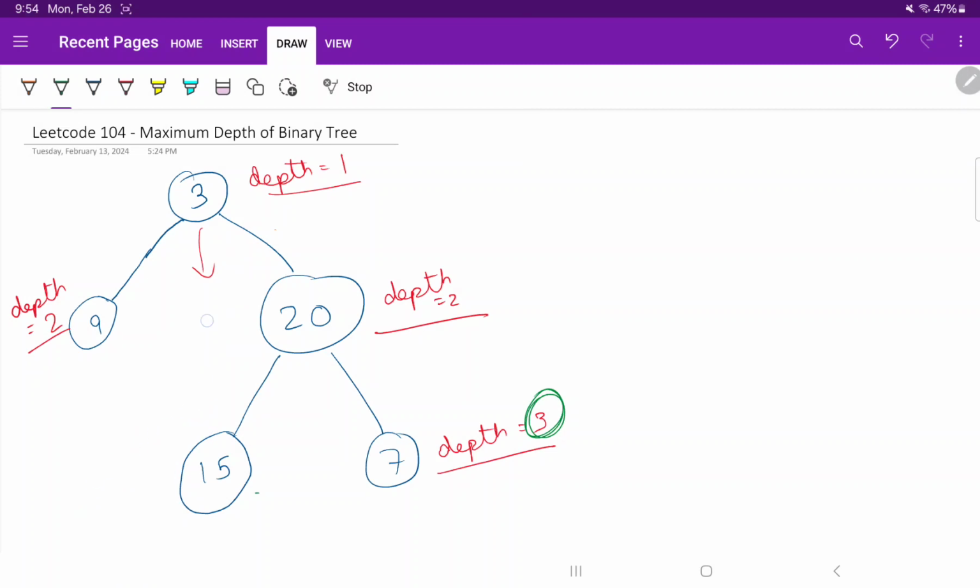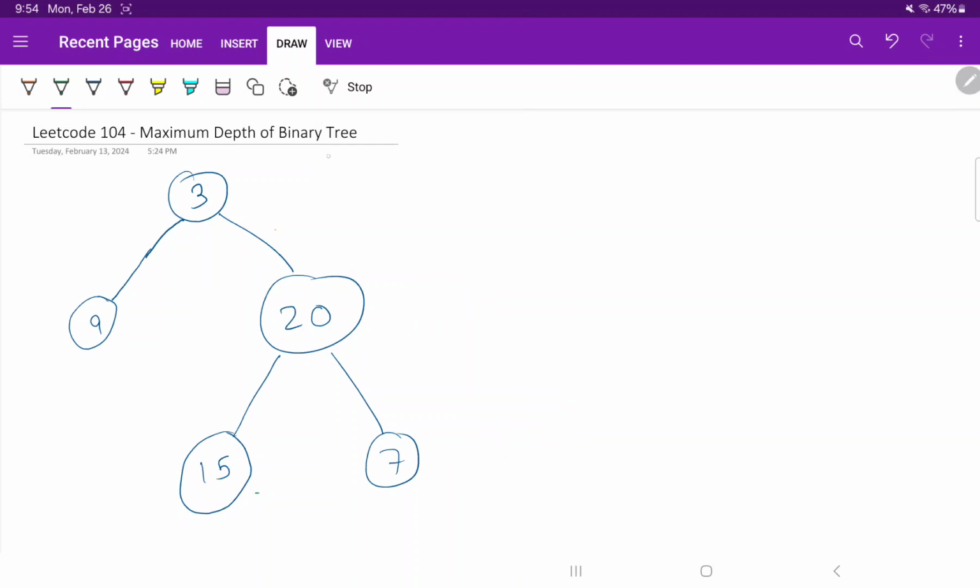How are we going to do it? We're going to be using a modified version of a depth first search algorithm to achieve our aim. So how does this work? Let's understand this via an example.